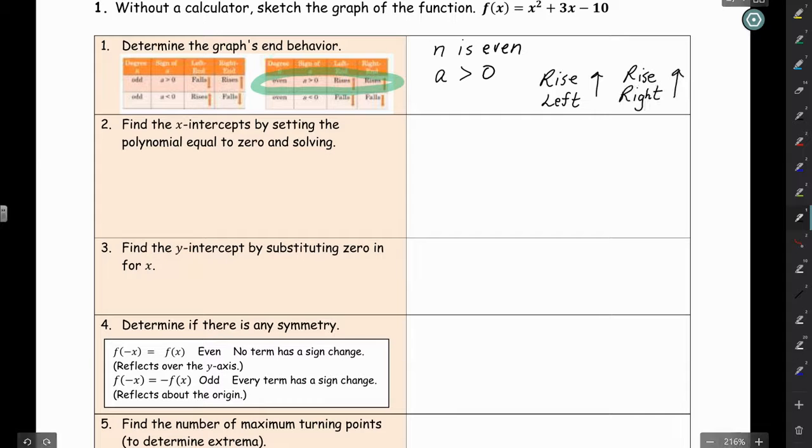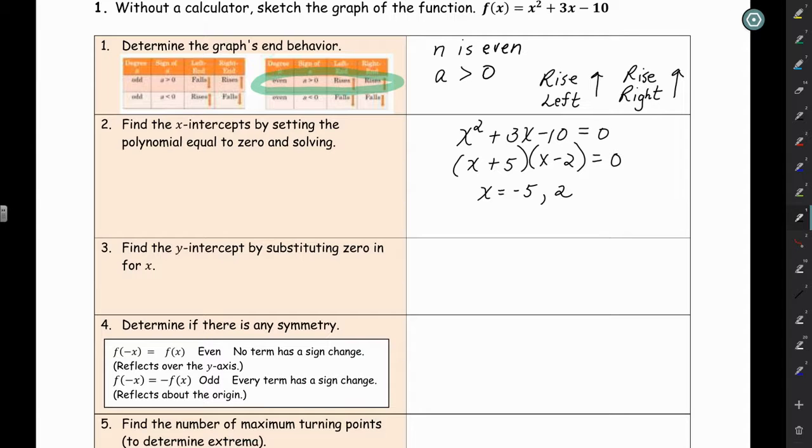The next part, find the x-intercepts by setting the polynomial equal to 0 and solving. And this polynomial is factorable, and the factors are x plus 5 and x minus 2. So we know that x equals negative 5 and x equals 2 are going to be the x-intercepts when we do the graph. So we're going to have 2 points, one at negative 5, 0, and one at 2, 0.